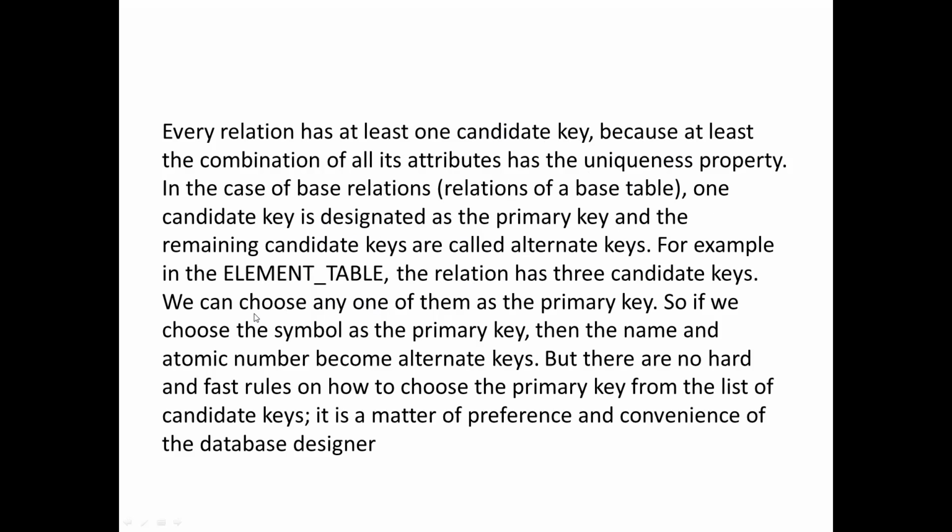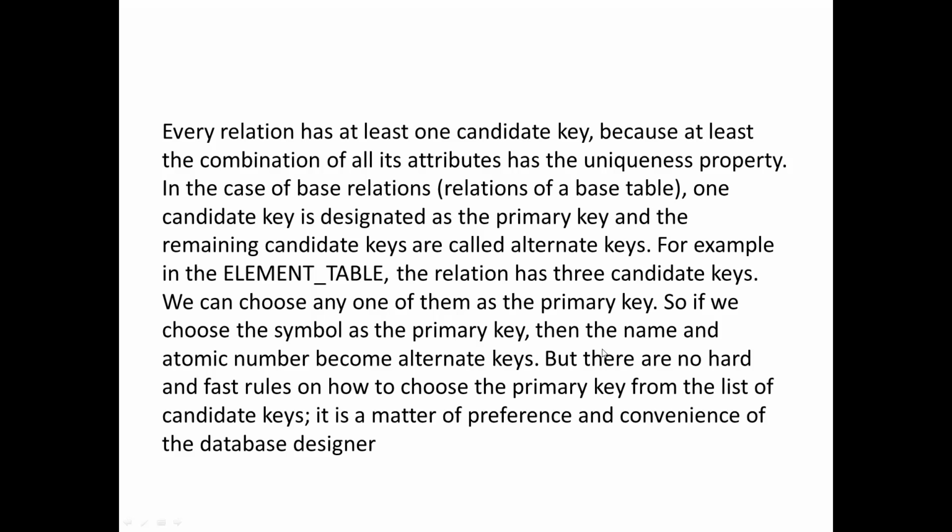For example, in the element table, the relation has 3 candidate keys. We choose any one of them as a primary key. So if we choose the symbol as a primary key, then the name and atomic number become alternate keys. But there is no hard and fast rule to choose the primary key from the list of candidate keys. So a table must have at least one candidate key, but there is no hard and fast rule to select which one is to be the primary key.